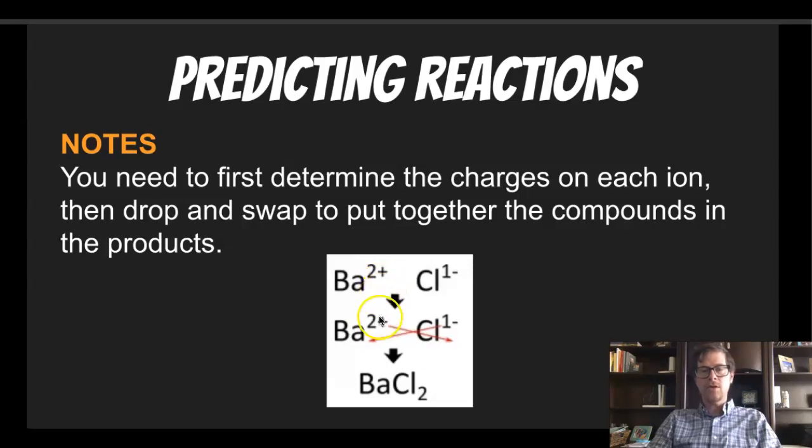So we simply take the 2 from barium and put it in front of the chlorine as a subscript, and we take the 1 from chlorine and put it in front of the barium. Of course we don't need to write 1, so we leave it out, and it becomes BaCl2, that's barium chloride. Pause the video if you need to catch up in your notes.